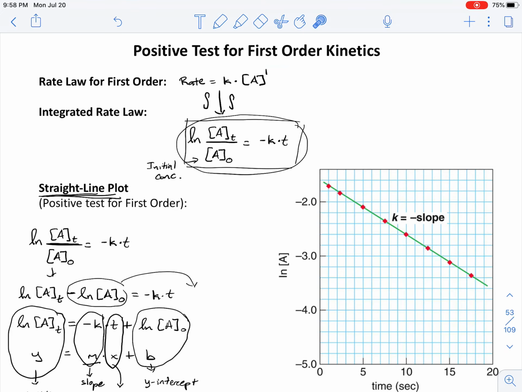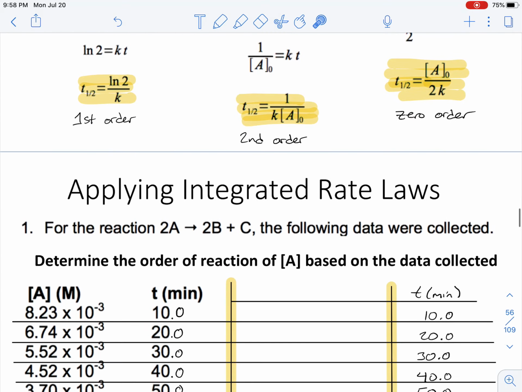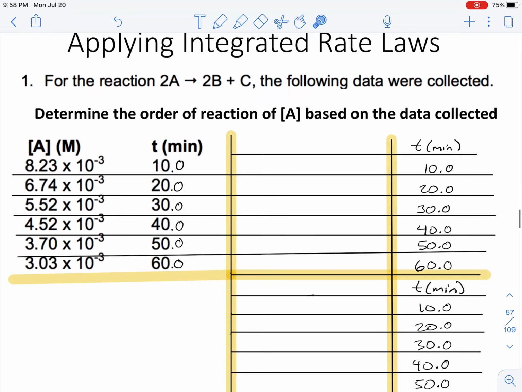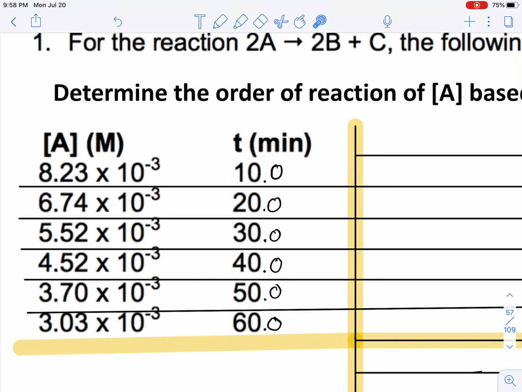All right, so we're going to apply this concept to this problem to determine the order of reaction with respect to reactant A. Looking at the axes for this specific data, notice that it's concentration against time. Whenever you plot concentration against time on a graph, what you're really doing is testing for zero order.